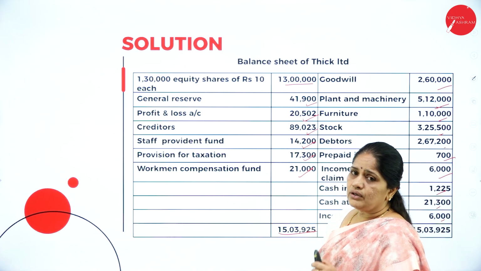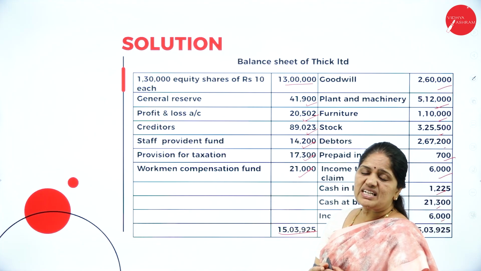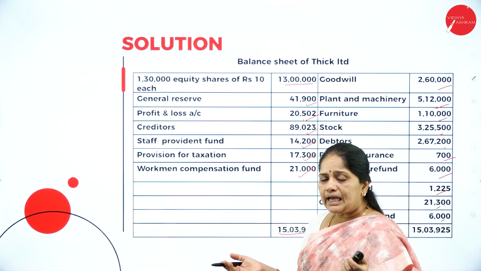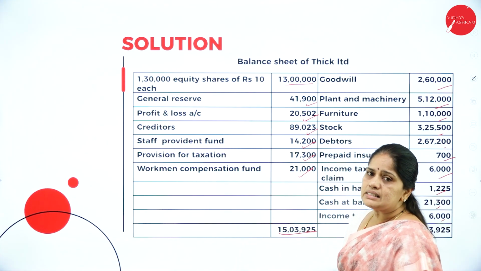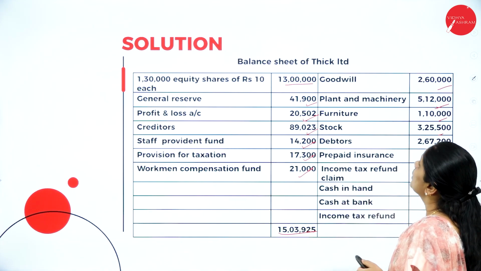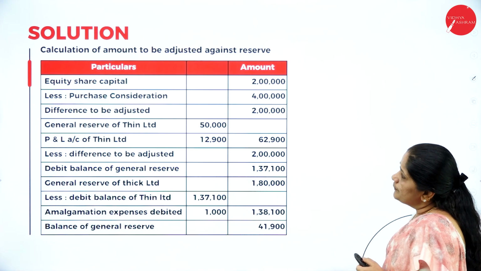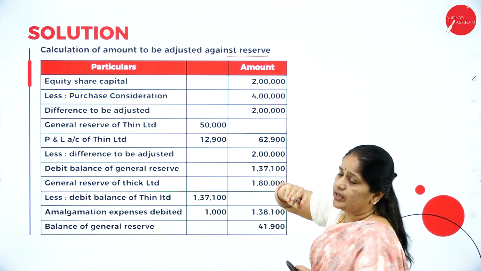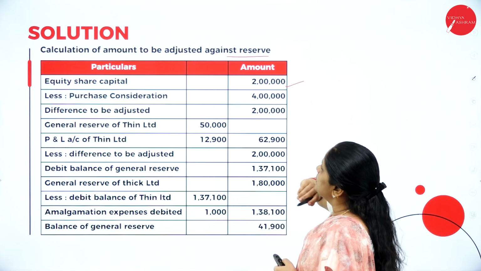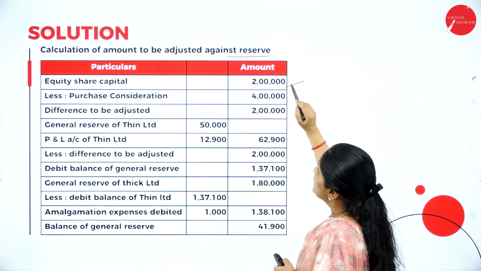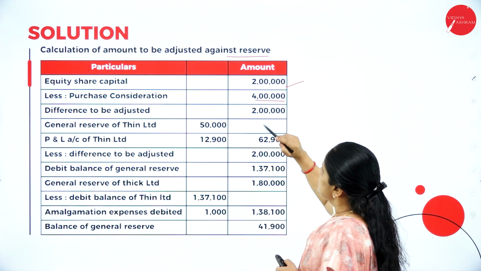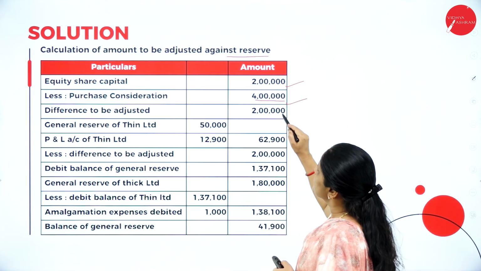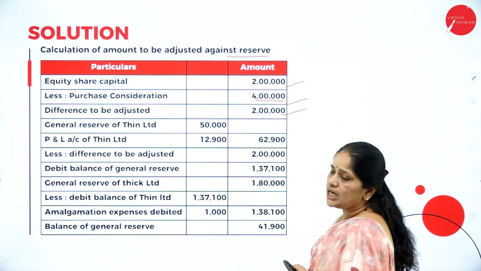So in this way, we have merged the balance sheet of TIC Limited and TIN Limited. So here the new company which is taking over is TIC Limited. So for that we have to add all the balances of TIN Limited and we get all these balances. So the calculation of amount to be adjusted against the reserve here. So what is the equity share capital of TIN Limited? It is 2 lakhs. So what is the purchase consideration paid? 4 lakhs. The difference to be adjusted is 2 lakhs.